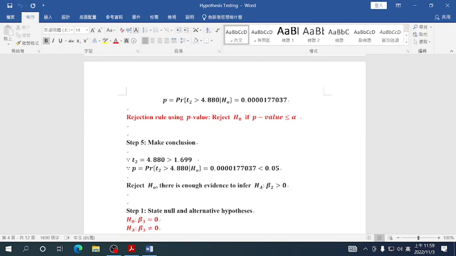I want to ask about step 1 over there. Is that for every situation, beta 1 has to be lower than or equal to zero in the null hypothesis for step 1? Yeah, the alternative is fine too. Does beta 1 have to be greater than 0 every time, or is it just in this case?